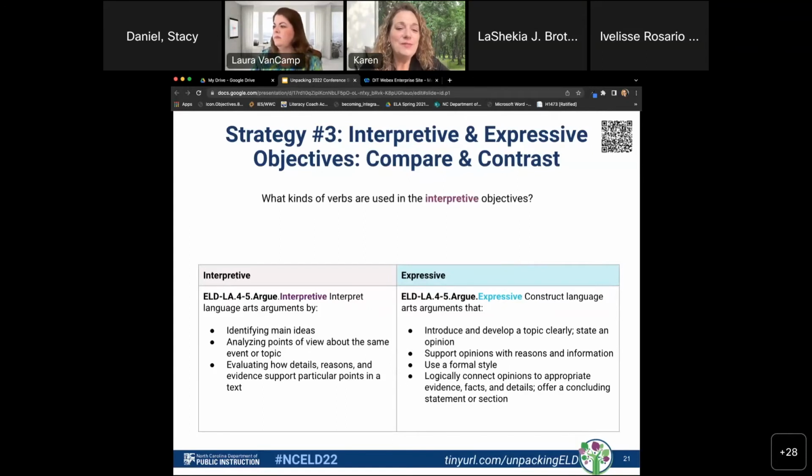Again, what kind of verbs are used in the interpretive objectives? On the left side of your screen in the purply pink, we've got an ELD language arts 4th and 5th grade example for argue, and it's interpretive. Our verbs are to identify and analyze and evaluate. Yes. Now let's look over and see what kind of verbs are used in our expressive objectives.